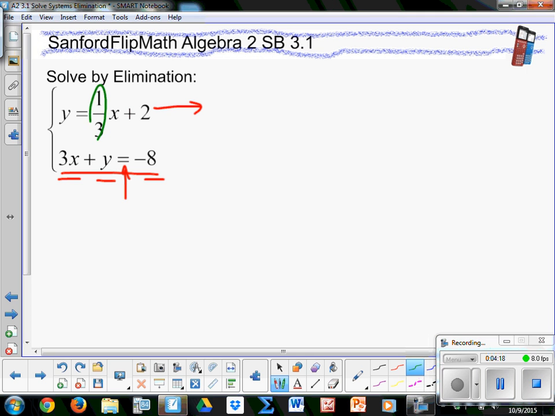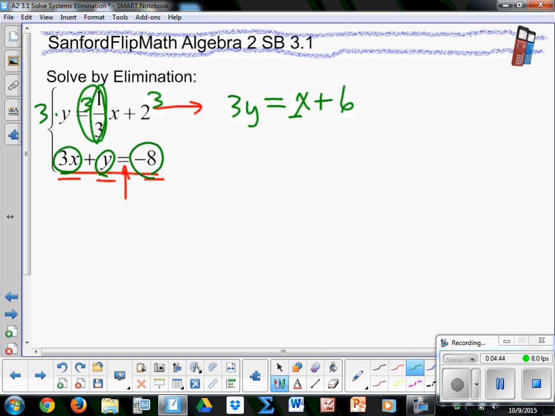Not a fan of the fraction, so I'm going to multiply both sides by the denominator, every single term, to make that denominator go away. So 3 times y equals, 3 times 1/3 is 1, and 1 times x is just x, and 3 times 2 is 6. Almost there, got the fraction gone. And then again, I want to have x's, then y's, then the number, so I'm going to subtract x from both sides.